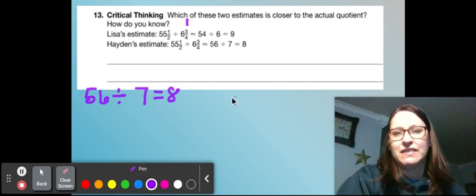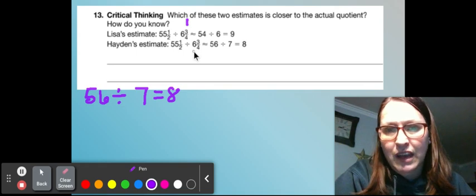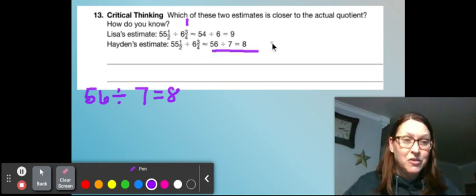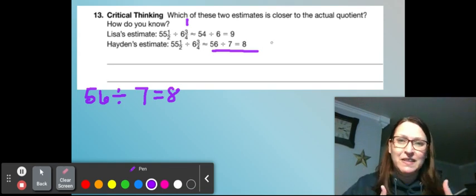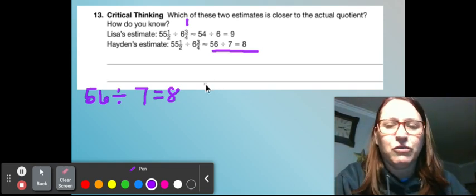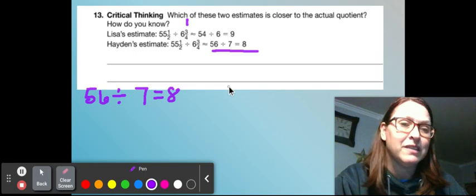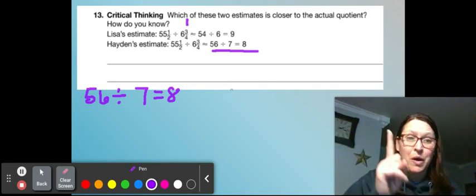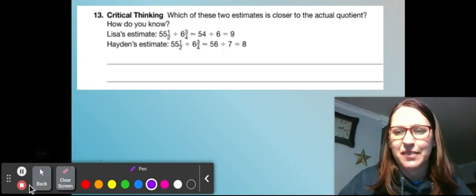So let's look at Hayden's estimate. Okay, Hayden does exactly what I did. So yes, Hayden did a great job. Hayden did it completely correct. So which one is wrong? Lisa is. Why? Because Lisa rounded 6 3/4 down to 6 when it really should go up to 7.